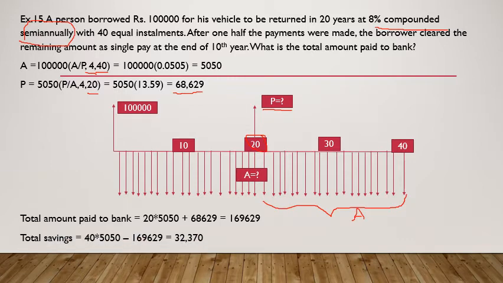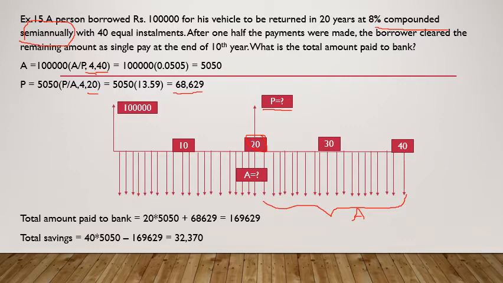So the total savings that I could get is 32,370 rupees. So this is the total interest I would have paid in 10 years towards the bank. That I could save because I paid the entire installment, 20 installments, in a single payment.